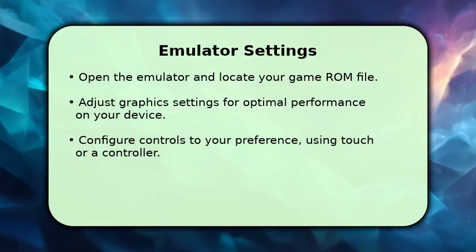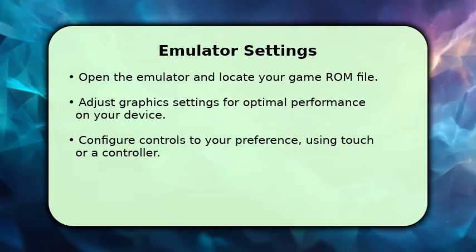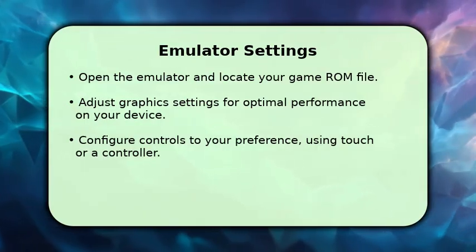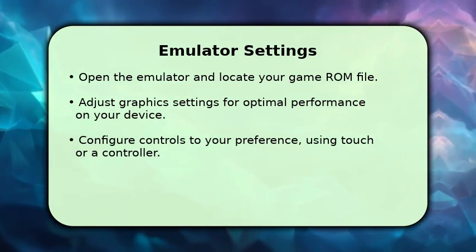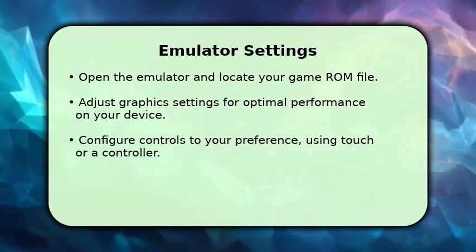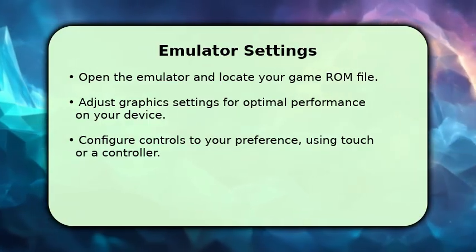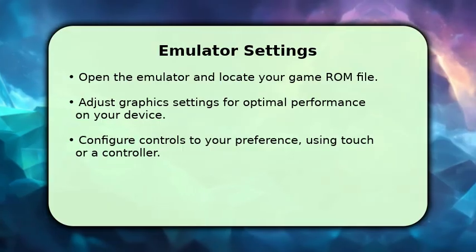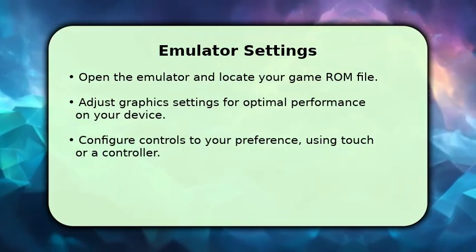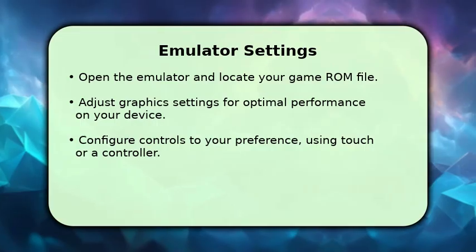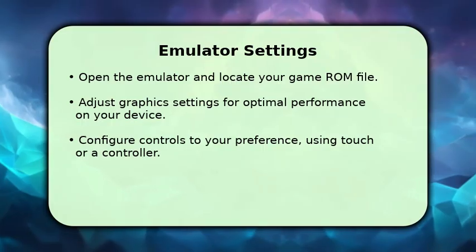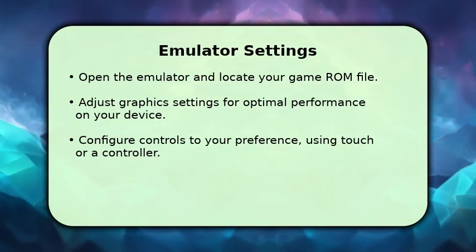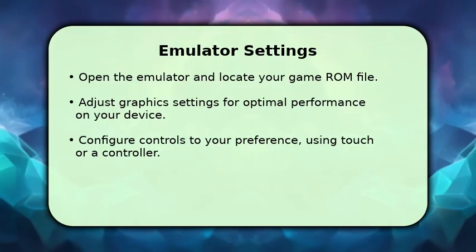With the emulator installed and your game ROM ready, open the emulator application. Navigate through its menu to find and select your Animal Crossing, New Leaf ROM file. You might want to adjust some settings, like graphics resolution or frame rate, to optimize performance for your specific device. Also, customize the on-screen touch controls or connect a Bluetooth gamepad for a more comfortable experience. These adjustments enhance your gameplay.